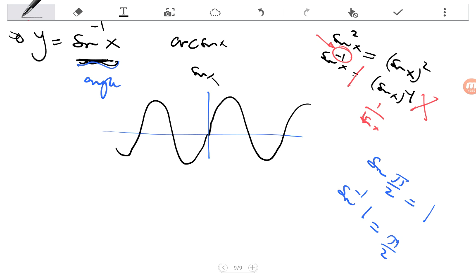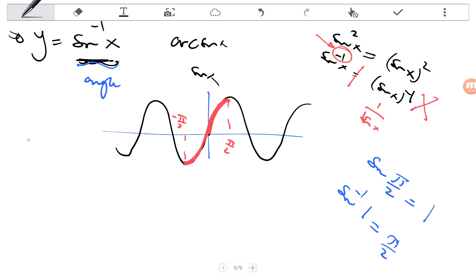Okay? So, would I take this, for example? No, this is not one-to-one. What about this only? It is one-to-one, but it has a disadvantage. Yes, it doesn't cover the whole range. How would I choose it to cover the whole range? I just make it like this. And this is my restricted domain of the sine.